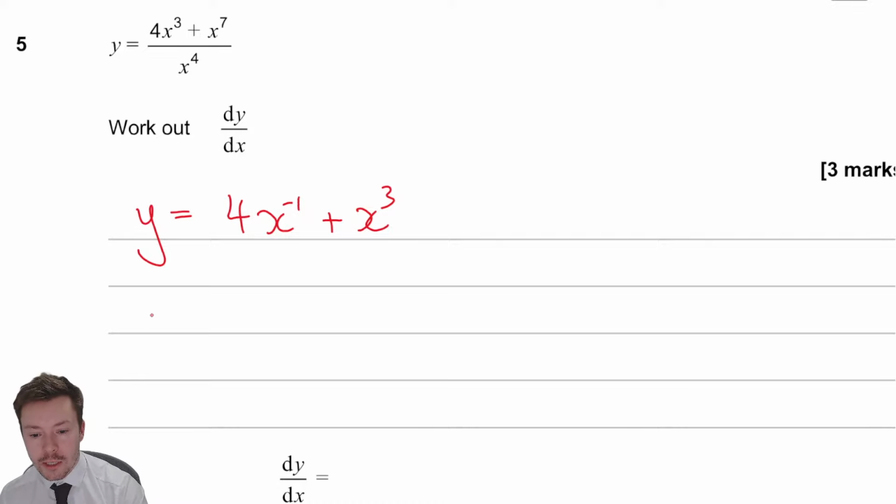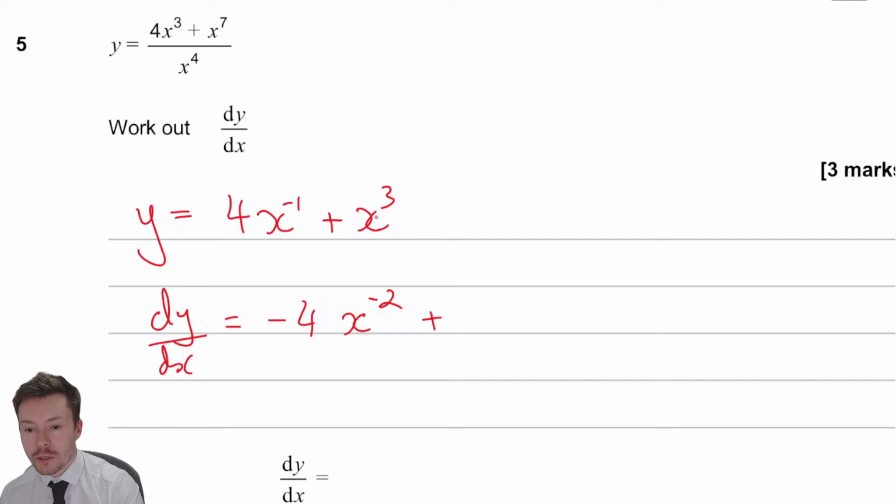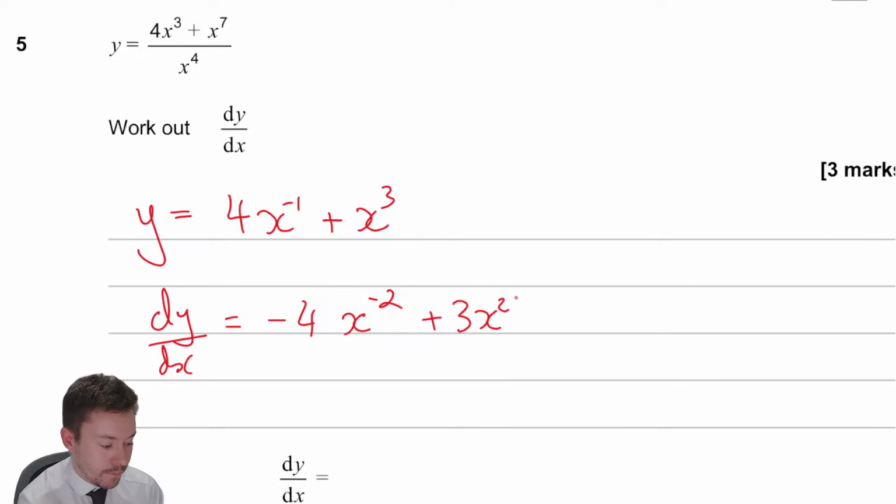Right, now to differentiate, we are going to bring this power down the front and multiply by it. So we get minus 4x, and then we take 1 away from the power. So minus 2 plus, bring the 3 down, 3x squared. Okay? And that's our answer there.